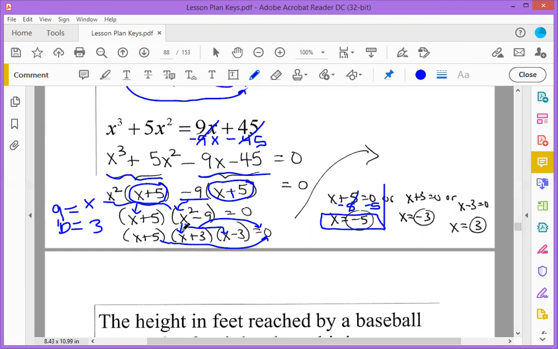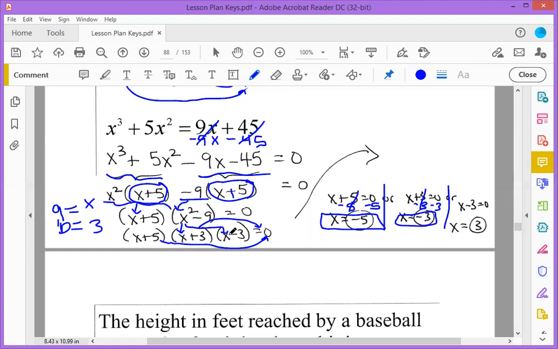Or we're going to take that next factor, x plus 3, and set it equal to 0 and solve. We're going to subtract 3 from both sides of this equation. The 3s are going to cancel on the left side, leaving x. And on the right side, 0 minus 3 gives us negative 3. So our next solution is negative 3.